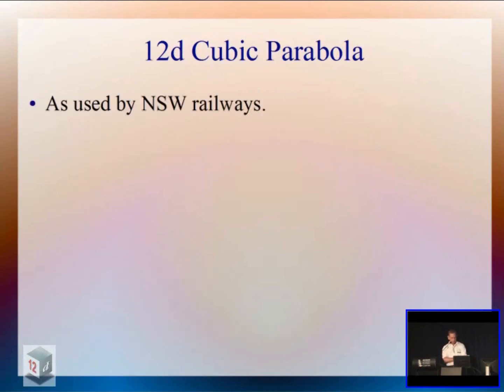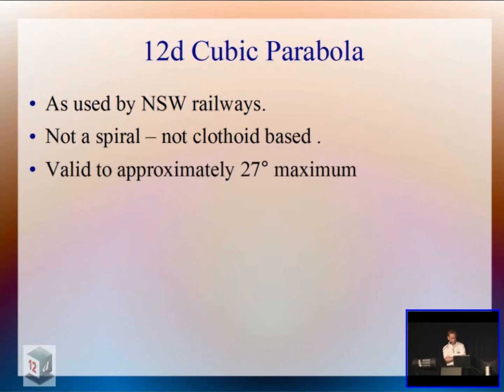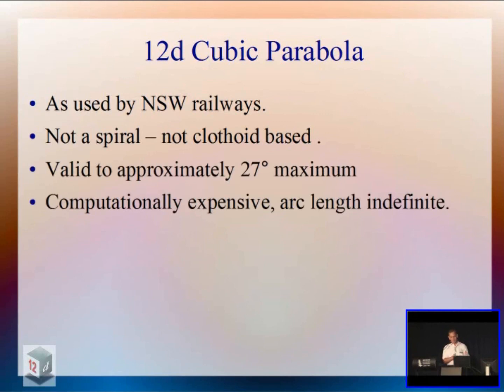The cubic parabola, as used by New South Wales Railways, it's not clothoid at all. It's not a spiral. It's your old y equals mx cubed that you did at school when you were in high school. It's valid to about 27 degrees, so it's actually a curve of tightening radius to about 27 degrees, and after that the radius starts to increase again. So along the main style, most of the authorities, like I said before, realised that they only needed spirals that were good to 15, 20, 45 degrees, and that was the specification that they put in for them.